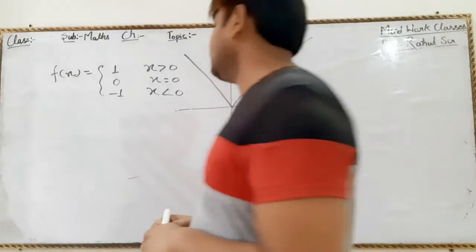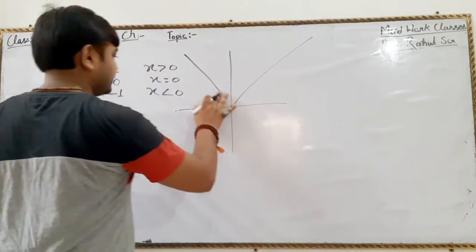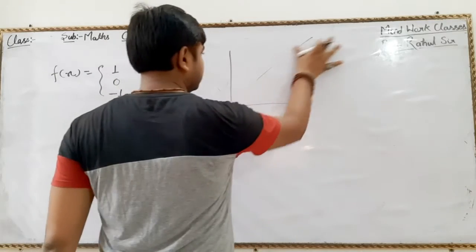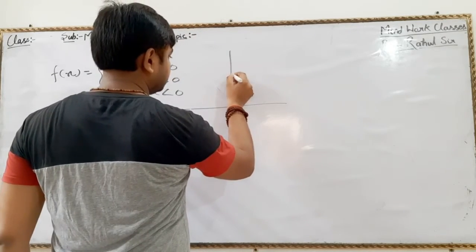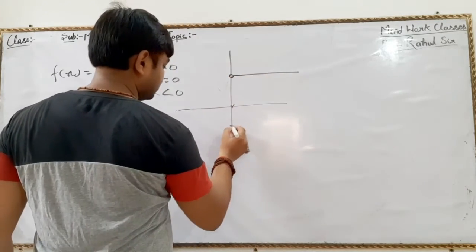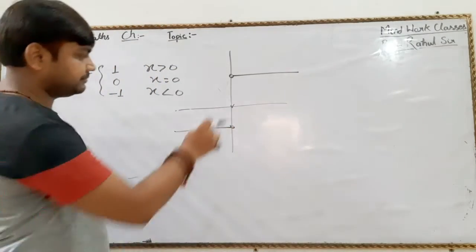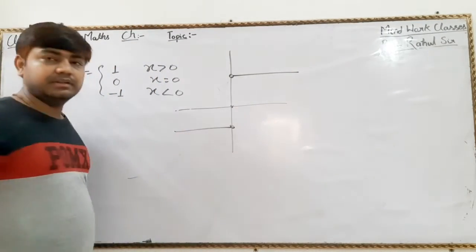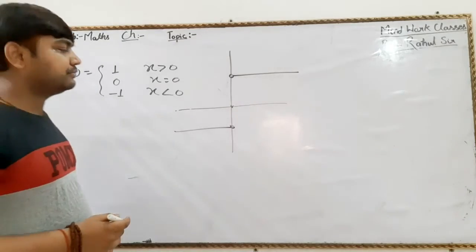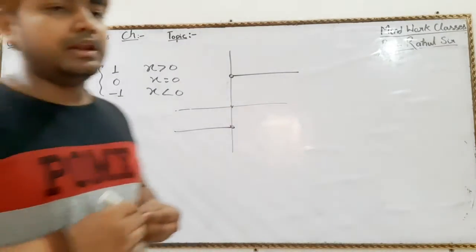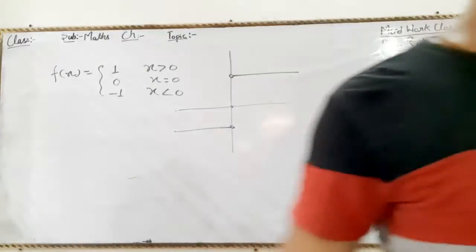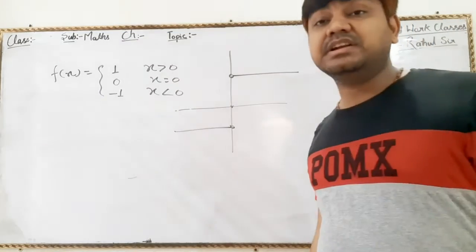And the diagram for this is... okay. This is our diagram for the signum function. Okay. Now next is the greatest integer function.